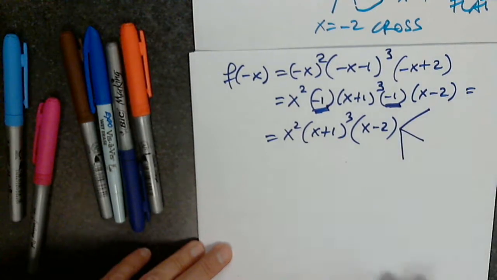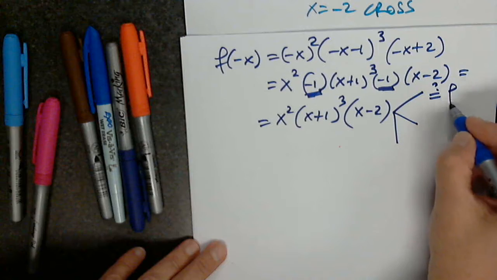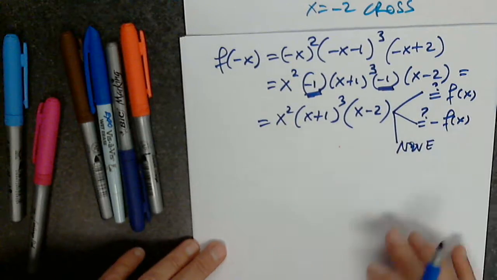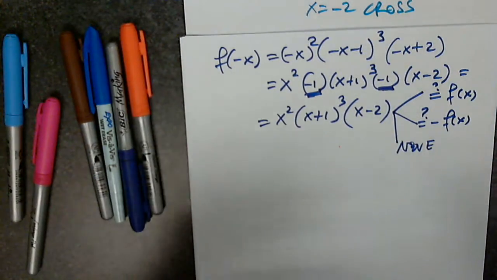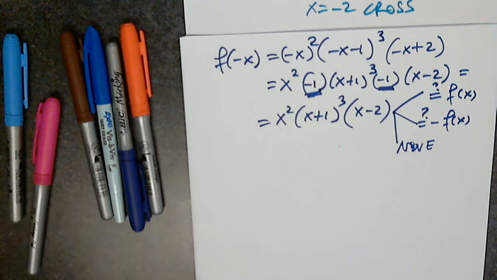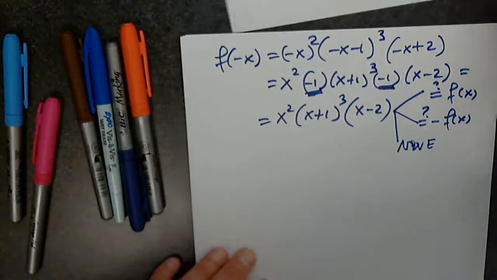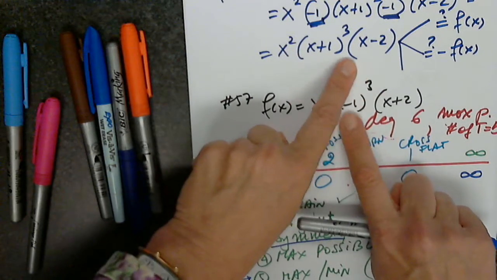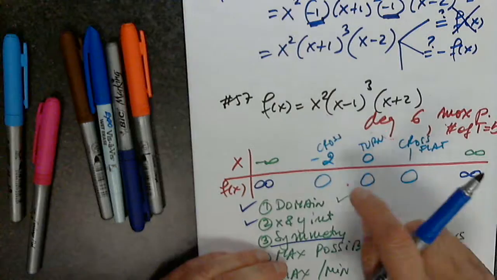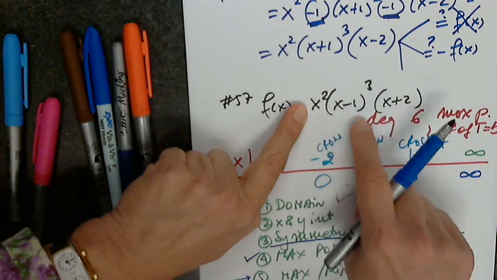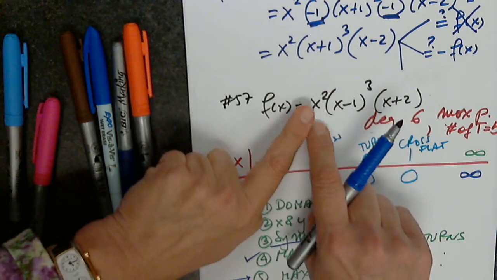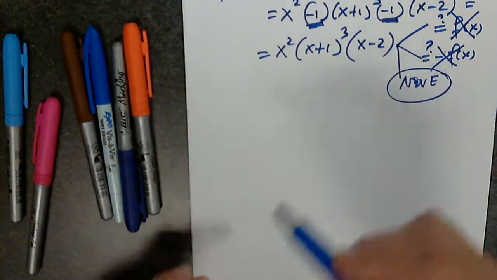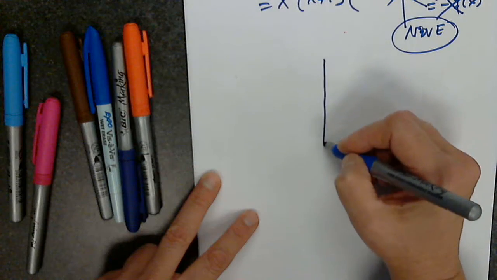And remember three questions. Does this equal the original function? Does this equal negative the original function, or none of the above? Of course, none. It cannot. If it crosses at negative 2 and crosses at 1 and turns at 0, it cannot be symmetric. But let's analyze it. So here is the original function. Are these two the same? No, so it's not even. Now, if I just put a minus in front of this one, will they be the same? No. So the function is not symmetric. Okay, now let's graph.